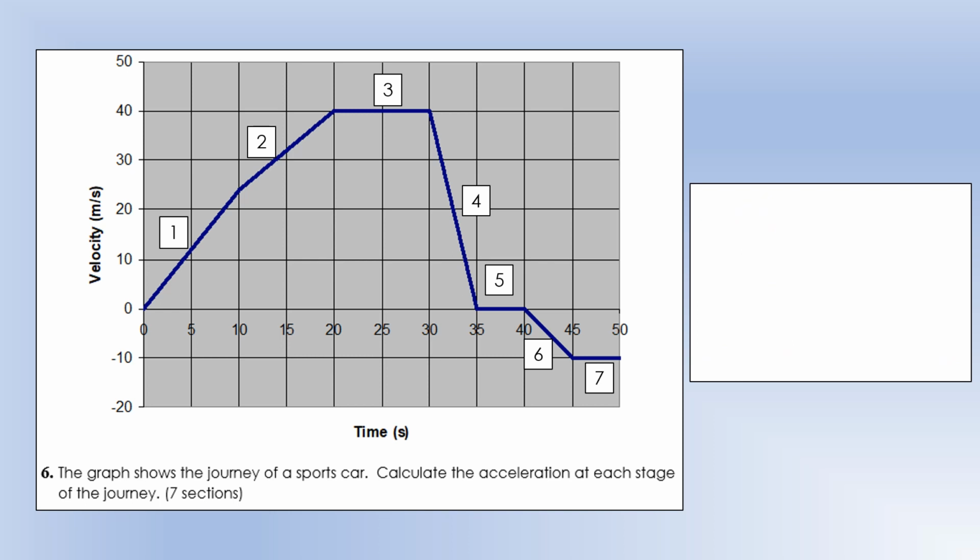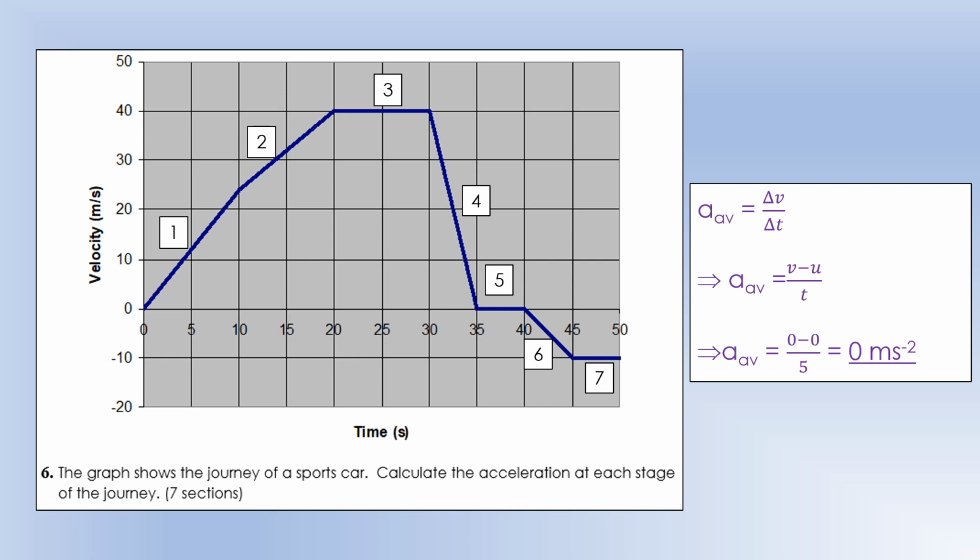The next section, we can see the acceleration is actually 0 because it's a horizontal line. The velocity doesn't change. The next section, we're expecting to get a negative acceleration because the velocity is decreasing here. So when we plug that in, it finishes that section at 0. It started at 40, so you can see we get minus 8 meters per second squared. The next section we can see again is 0 because we've got a horizontal line.